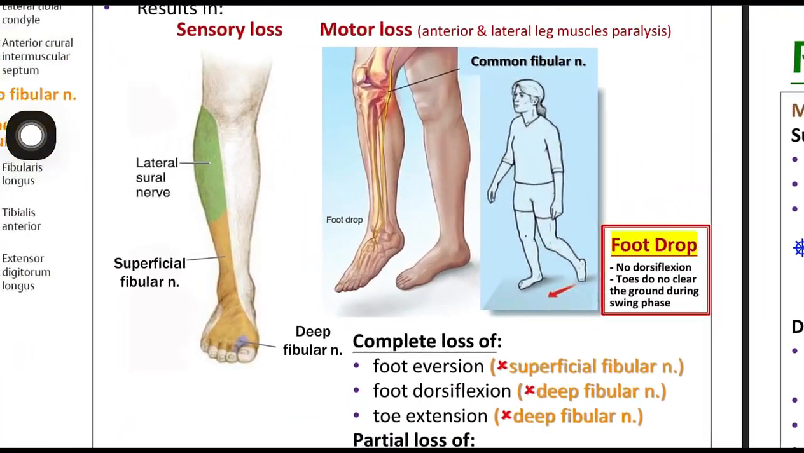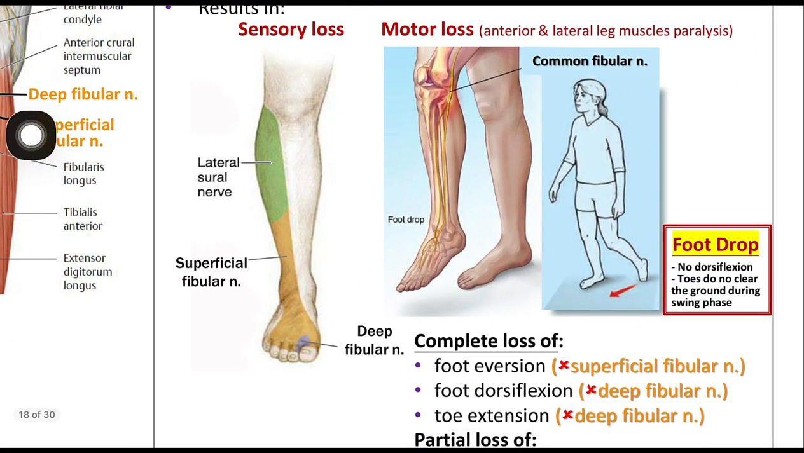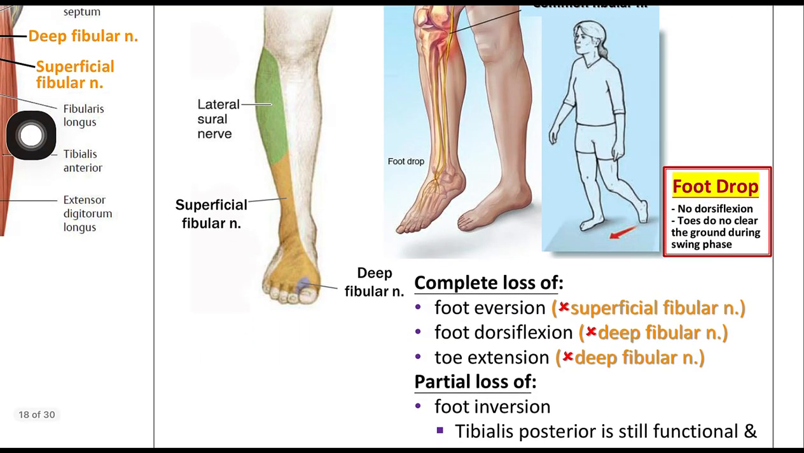So what will be the presentation? Take a look. Motor loss, right? You will find that the anterior and the lateral compartment will be out of function. Muscles paralyzed. Why? Because the following, right? The superficial nerve doesn't work, deep doesn't work. Okay? This is the motor function.